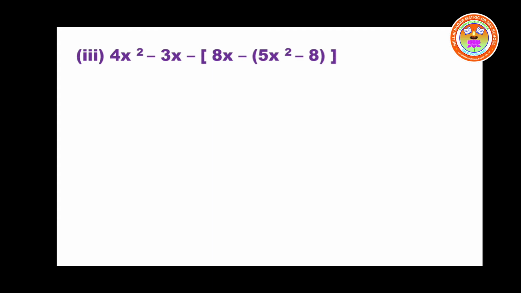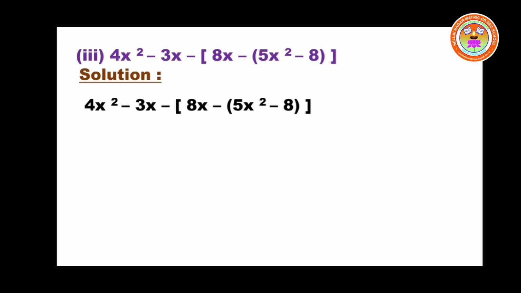4x² − 3x − [8x − (5x² − 8)]. So the 8x − 5x² − 8 is in the bracket. We have to remove the brackets and simplify this problem. Okay, let us move on to the solution, children. The same as it is, you write the question.